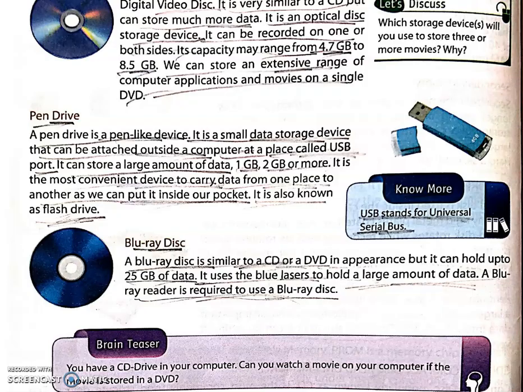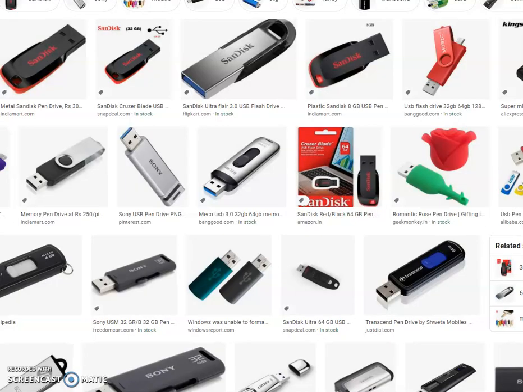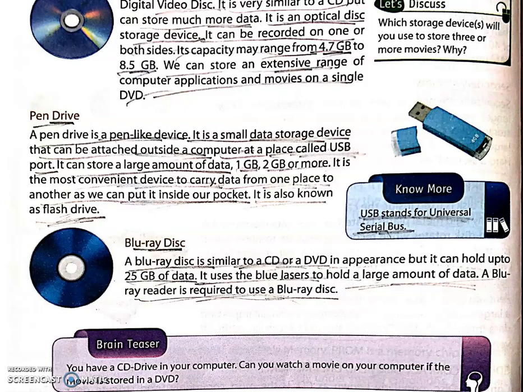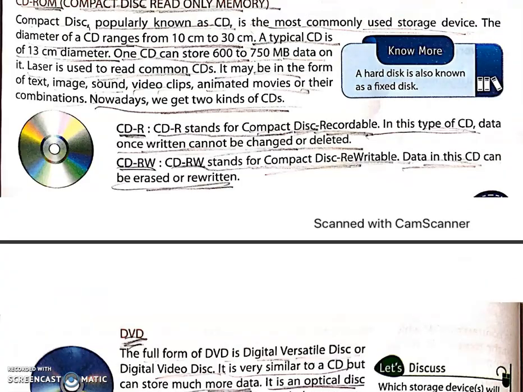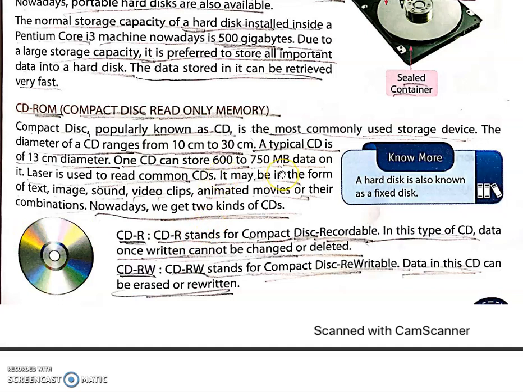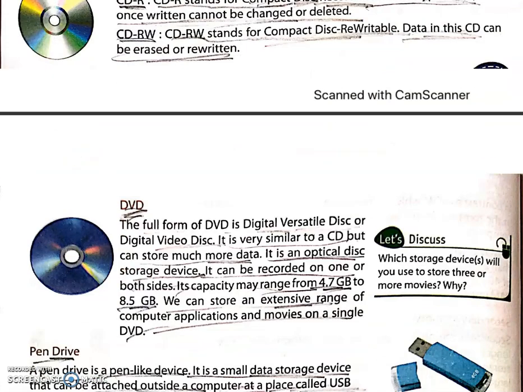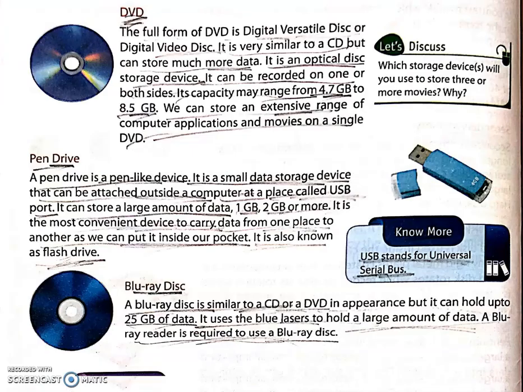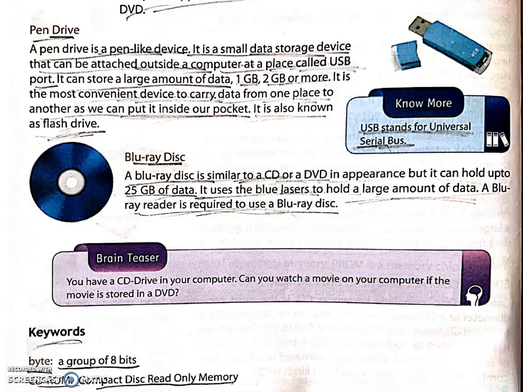Blu-ray disc. Now, Blu-ray disc is a relatively new technology. This is how a Blu-ray disc looks like. It was first introduced by Sony when they brought out their PlayStation. At least that was when I first saw Blu-ray disc. So, Blu-ray disc is similar to a CD or a DVD in appearance, but it can hold up to 25 gigabytes of data. So in CD we saw that we can store maximum 750 megabytes, MB. In DVD you can store up to 8.5 gigabytes, GB, whereas in Blu-ray disc you can store up to 25 gigabytes. It uses blue lasers to hold a large amount of data.